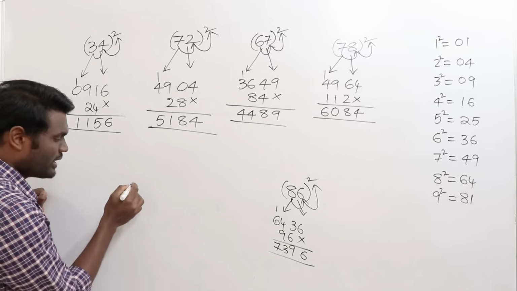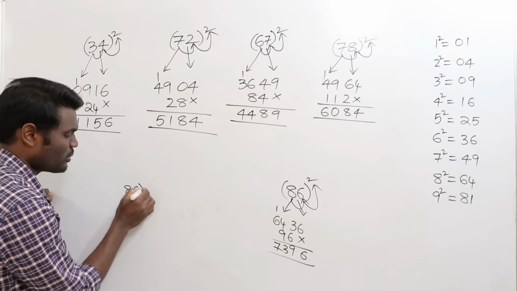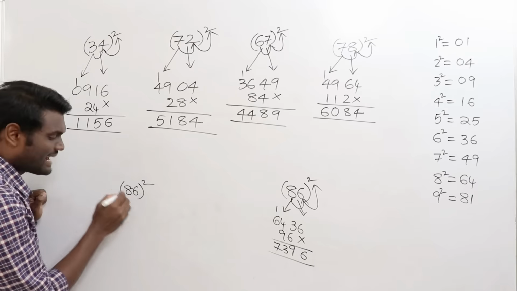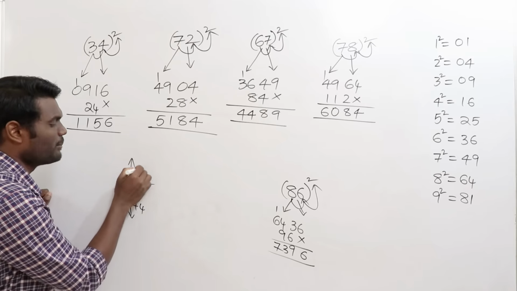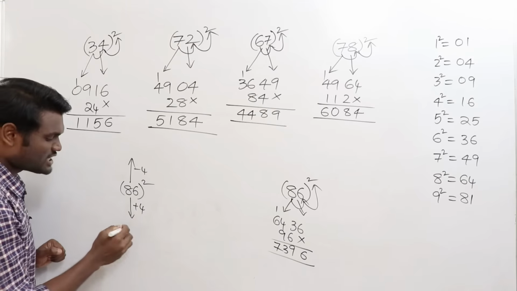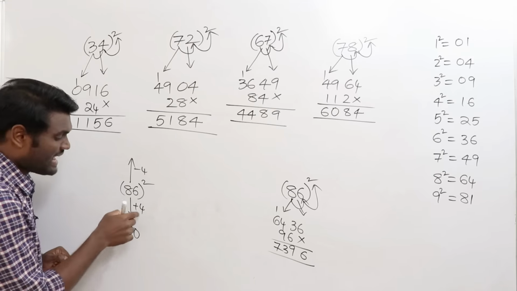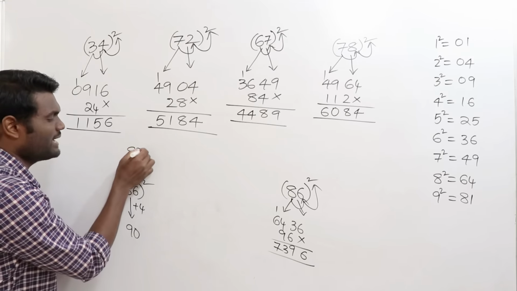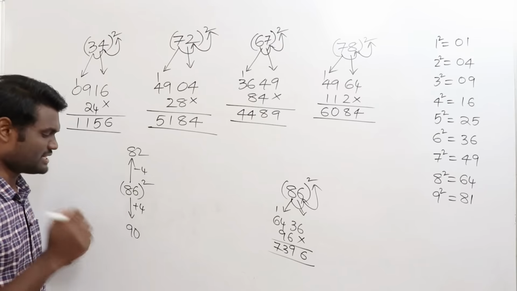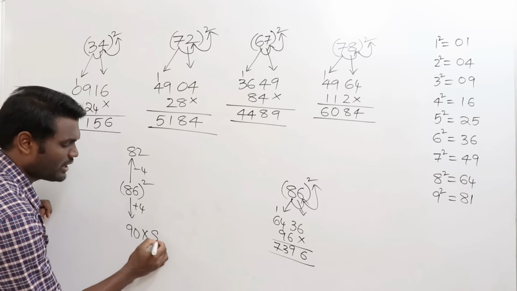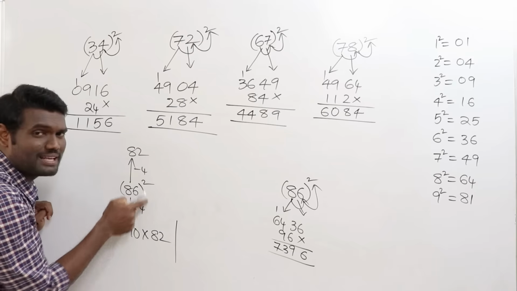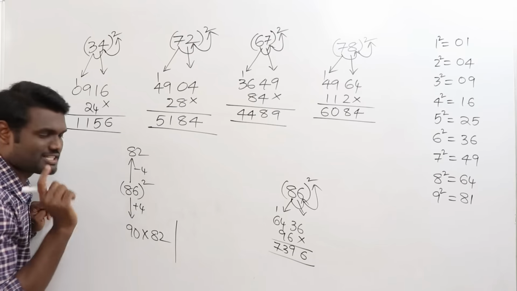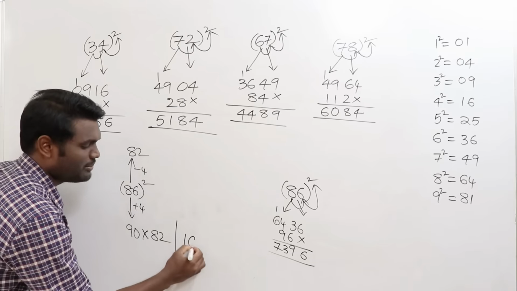Now what you will do for 86 square is write it as 86 plus 4 and 86 minus 4. 86 plus 4 will be 90. 86 minus 4 will be 82. Now just multiply these numbers, 90 into 82, and add the square of the number you are adding and subtracting, 4 square, which will be 16.